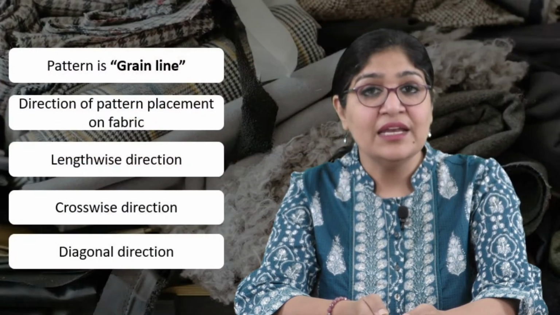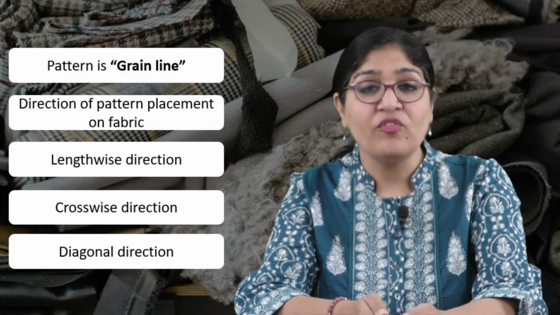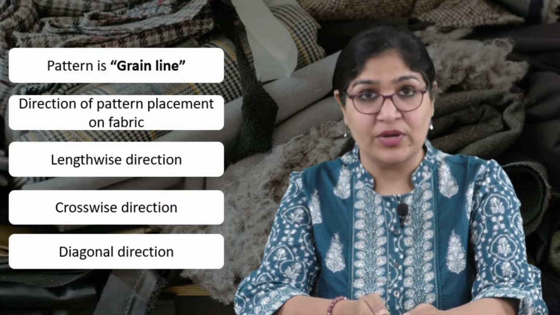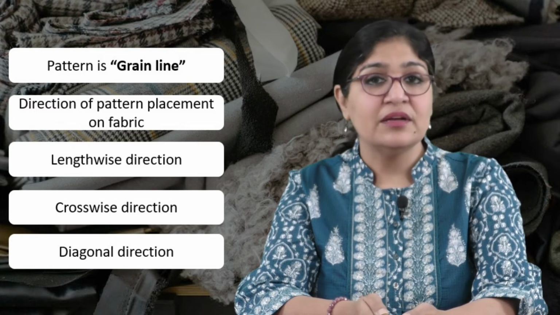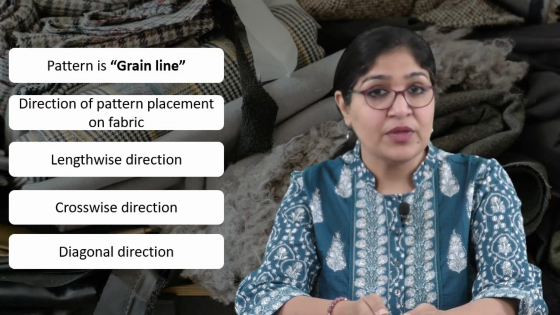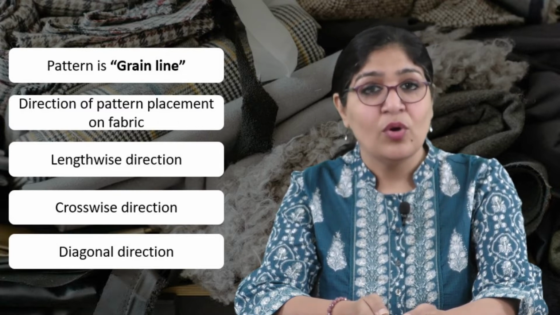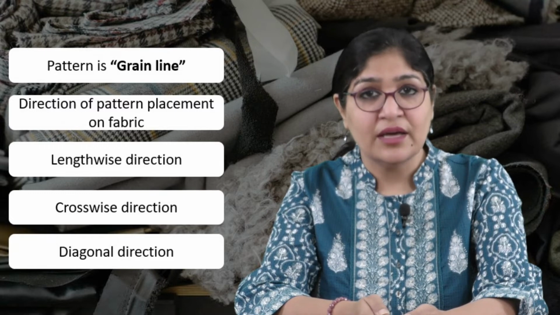Now let us look at the markings presented on a pattern in the form of symbols. One of the most important symbols used on a pattern is the grain line. Grain line indicates the direction of pattern placement on fabric. It may be in a lengthwise direction along the warp yarns in a woven fabric. It may be in a crosswise direction along the weft yarns, or it may be in a diagonal direction.